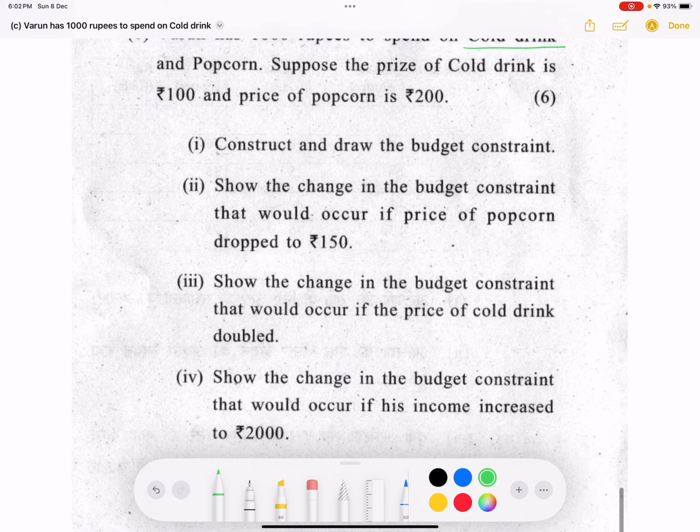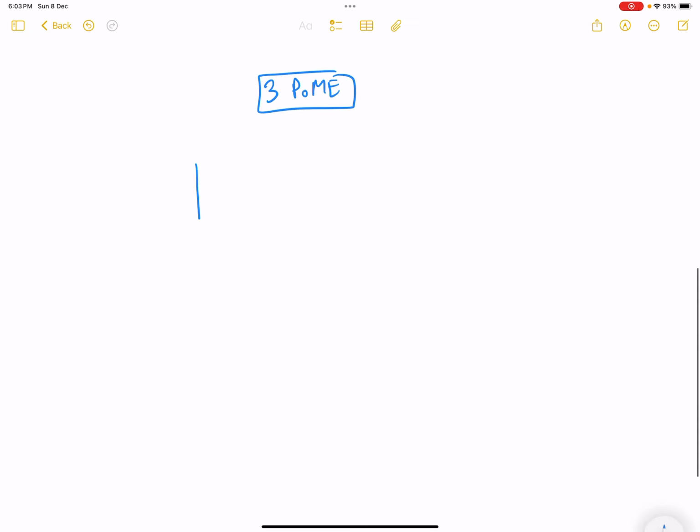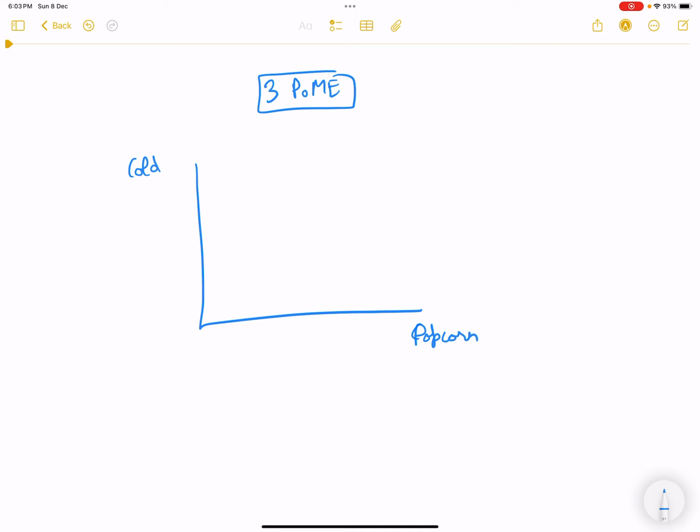drinks and popcorn. Price of cold drink is 100, price of popcorn is 200. So here we have popcorn and here we have cold drink. The price of cold drink is 100, price of popcorn is 200, income is 1000. Now if he consumes all with the help of his income, if he is consuming only popcorn, he can have 5 popcorn. Similarly, if he'll consume only cold drink, he can have a maximum of 10 cold drink.